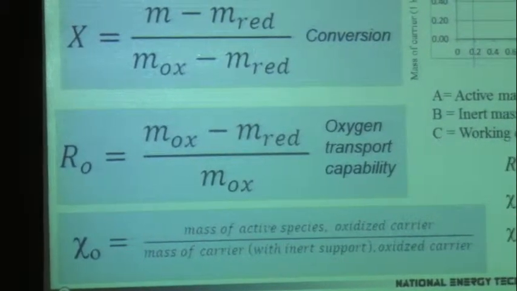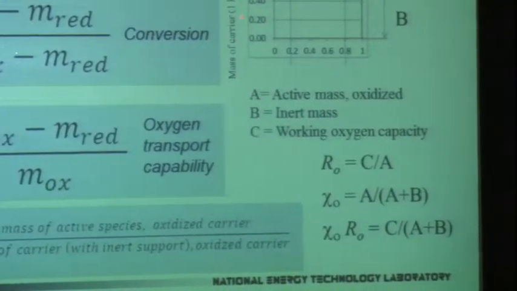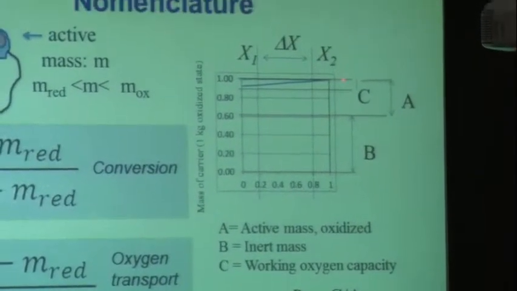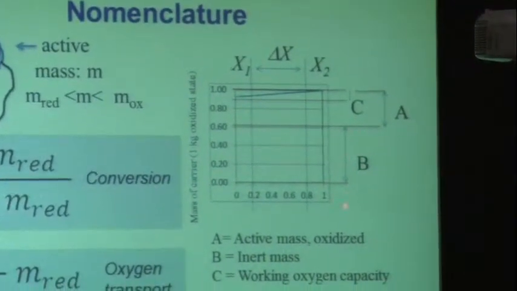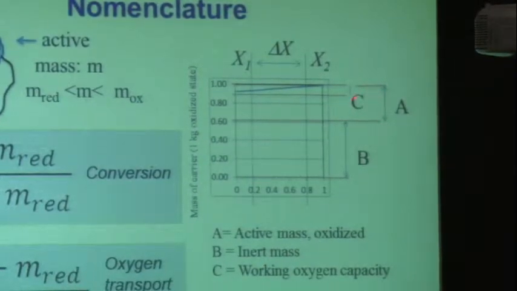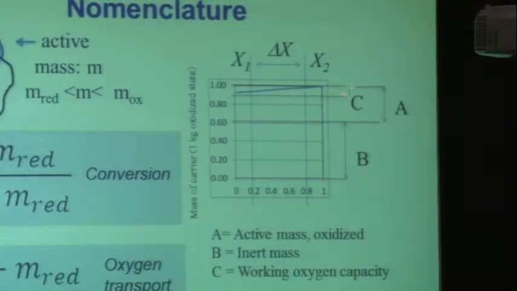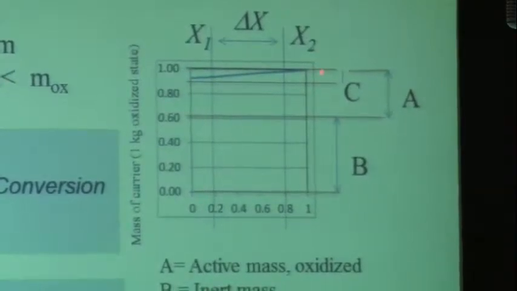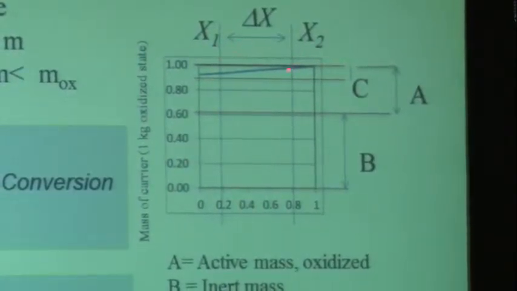And just a way to see that graphically, here's the mass of a carrier. 1 kilogram in the fully oxidized state would be right up here. B is the inert mass, A is the active mass fully oxidized, and C is the working oxygen capacity. That's how much you're swinging back and forth between these two states, which I showed here just to be realistic. You're not going to fully oxidize it over here. You're not going to fully reduce it. You might go 0.2 to 0.8. So that's the working capacity right up in there.